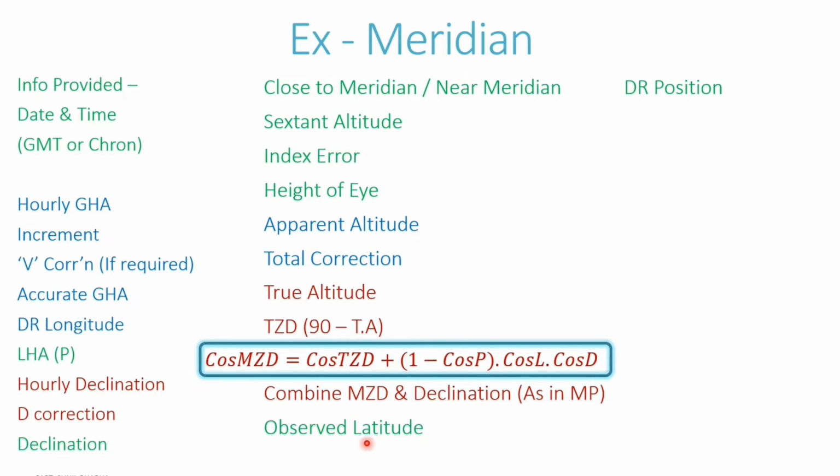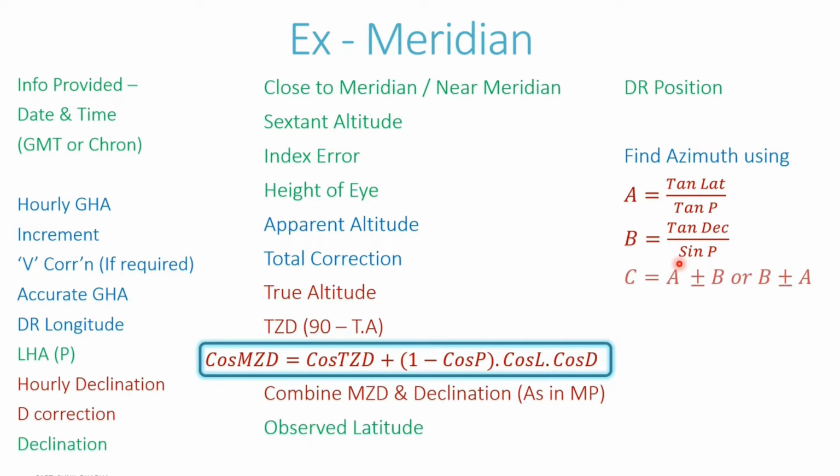Then how do we use it to obtain the position line of the observer? So for position line, we have to calculate the azimuth of the body. The azimuth, as usual, will give us the direction of the position line, and we will plot that PL on the chart. So for azimuth, we use the ABC method. A is equal to tangent latitude upon tan P. B is equal to tangent declination upon sine of P. We combine both of them to obtain the value of C, and then we use it in the tan azimuth equals 1 by C into cos lat formula to get the azimuth of the body.